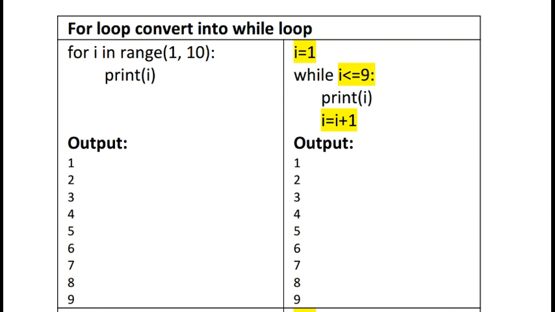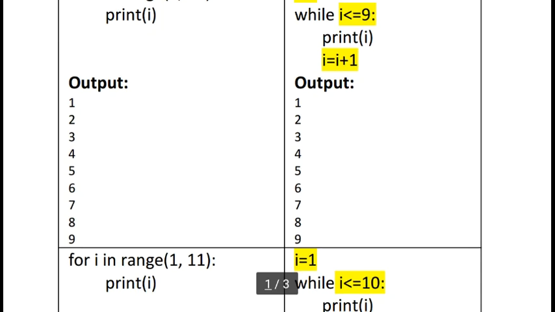So three highlighted lines we will mention in the while loop, but in the for loop, with the help of the range function, we can directly use it. You can see the output is the same: 1 2 3 4 5 6 7 8 9.